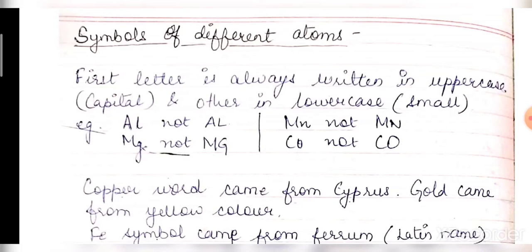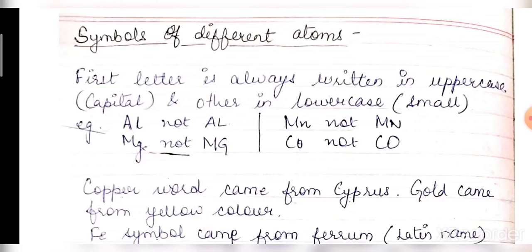Generally the symbols are of a single alphabet, or of two alphabets, that is first and second. So if the symbol comprises only one alphabet, then it should be written in capitals, that is uppercase. But if the symbol has two alphabets, then the first one is written in uppercase and the second one in lowercase. So here you can see the example of aluminium. It is written as capital A, small l, not both capitals or both small.